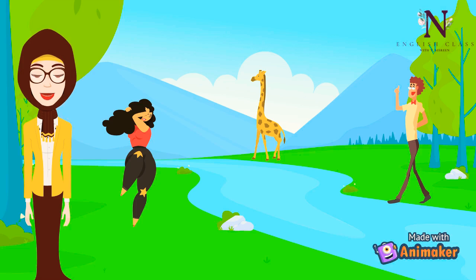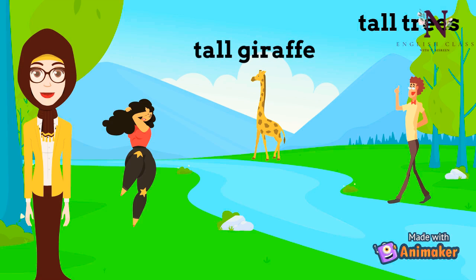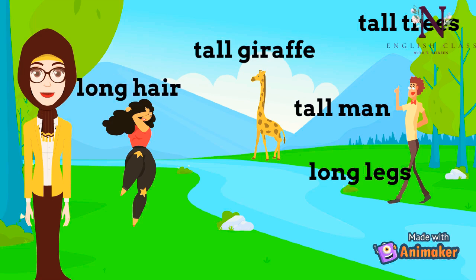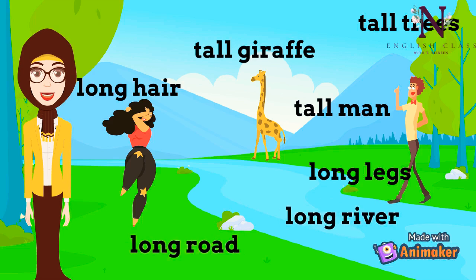Look at this picture and tell me which one you can describe by the word tall. Can you see standing trees? Yes. So I can see tall trees. What about the giraffe standing there? Tall giraffe. Look, there is a man standing. He is a very tall man. Now let's practice and describe by the adjective long. Look, the tall man has long legs. And the beautiful girl has long hair. I can see a long river and a long road.